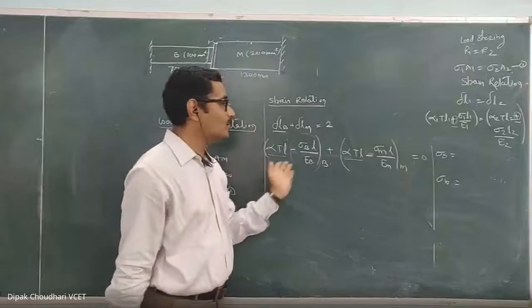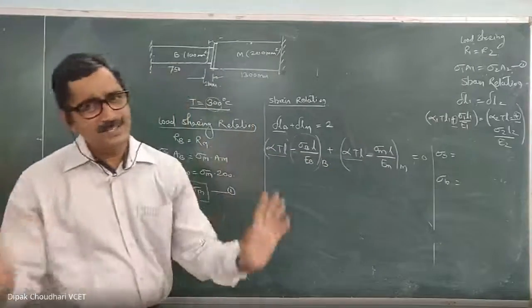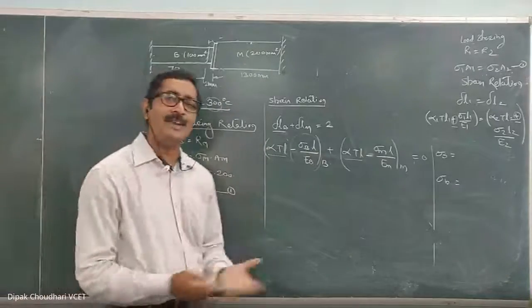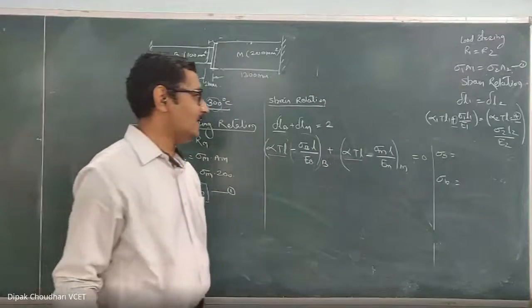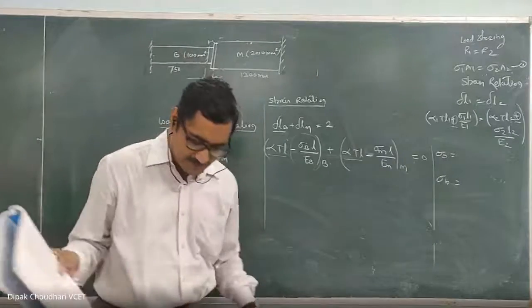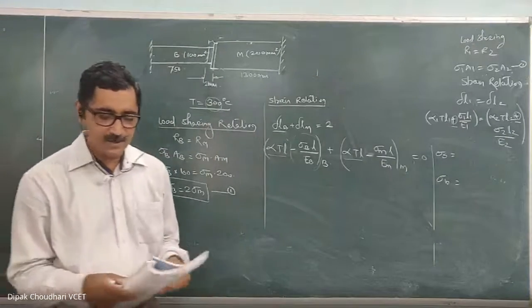I hope you have understood this. The other part is simple, you just have to put in the values and solve these two equations. You will get sigma B and sigma M. Okay, but have you understood the concept? If any doubt, unmute yourself and ask me the question. Ask me your doubt.